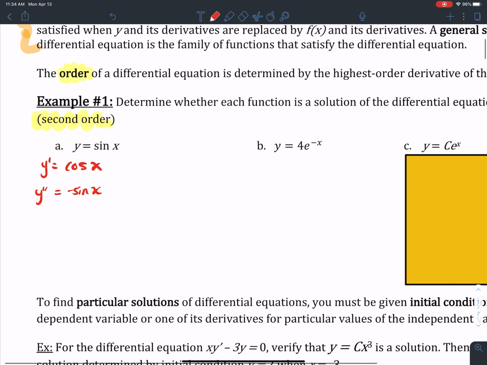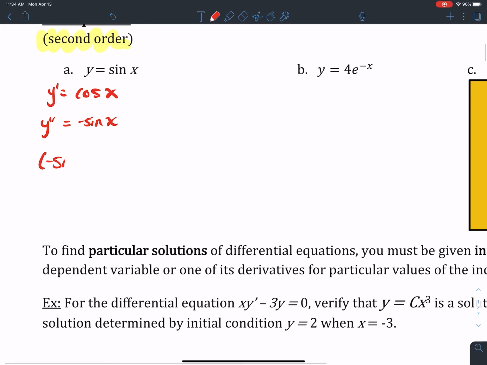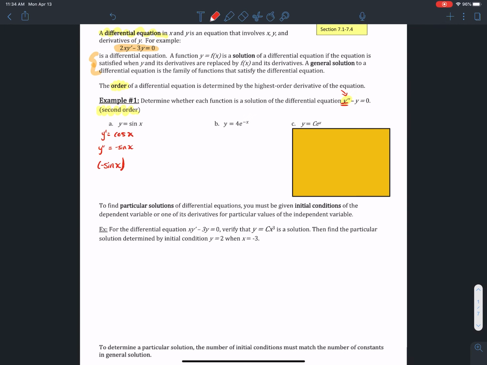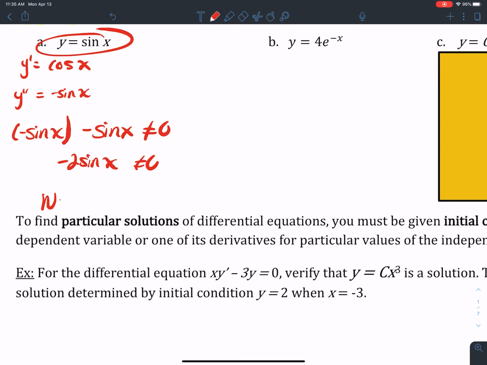Then what I would do is plug it into the original differential equation. Instead of y double prime, I'm going to replace that with what we know it is, negative sine of x. Then we have to subtract y, which is given to us here. It says y is the same thing as the sine of x. When I simplify that, I get negative 2 sine of x, which is not equal to 0. So this is not a solution.